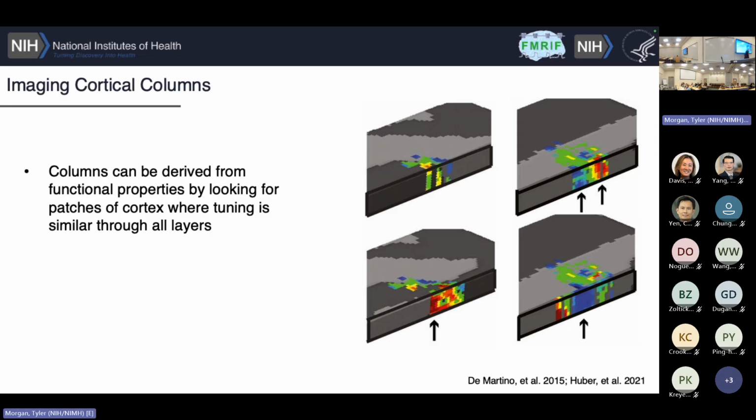The same here. But if we go down to the bottom row, we can see two examples where it's red all the way through in this case, or it's blue all the way through in this case. And that's demonstrating that all of the layers of cortex care about the same frequency in this particular little patch. And they're normally quite small patches. And so they would define that as a cortical column.